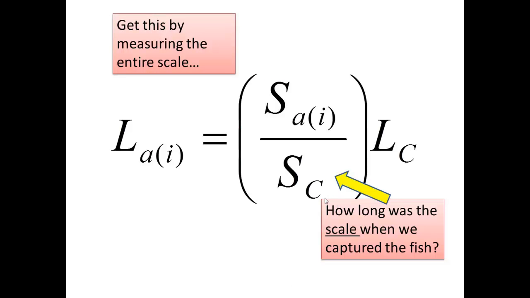Then we also need to know how long was the scale when we captured the fish. Well, again, we can measure that, and this time we're going to measure the entire scale because that's how big it was when we caught it, because we just caught the fish. Now, how do we measure the scale? How do we get these two values? Well, that's done in several ways, but the easiest is with a computer. We take a picture of the otolith, and then there's simple software that allows us to measure these distances, and we can plug them into the formula.